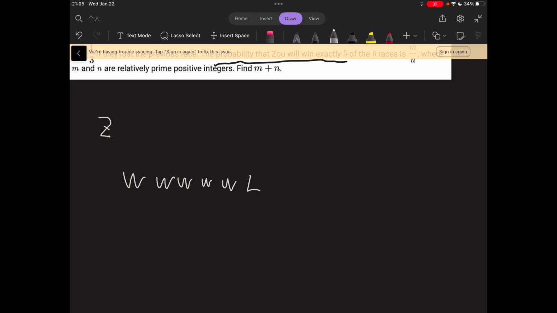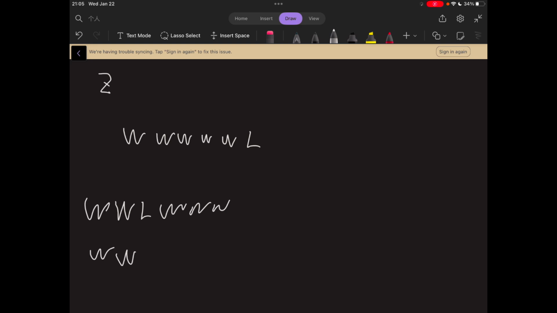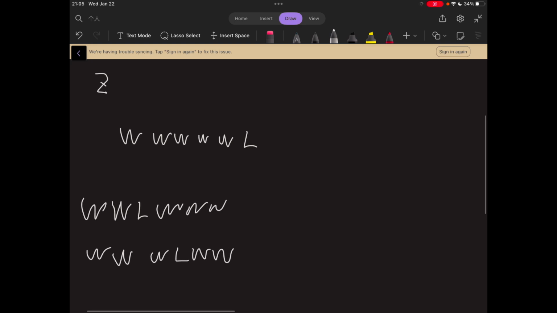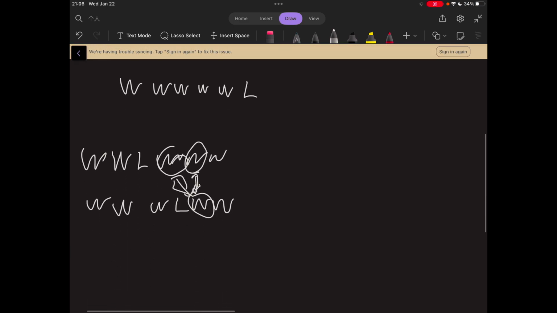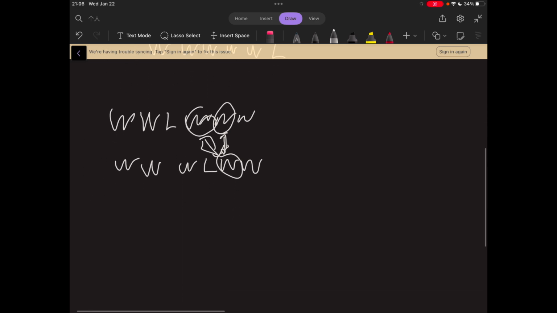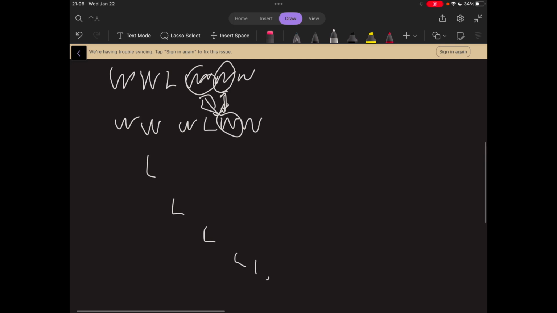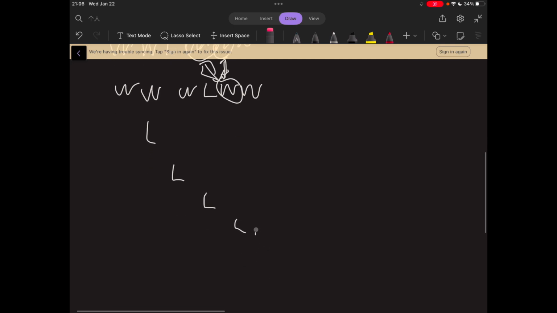Now, if the L is not at the end, it doesn't matter, right? For everything else, there's always at least one of the races that Z will win after he lost. So all of the cases where Z loses on the second race, third, fourth, fifth, and sixth, they're all the same. No, on the fifth, not on the sixth. These 4 cases are all the same, and then the final case is another case.